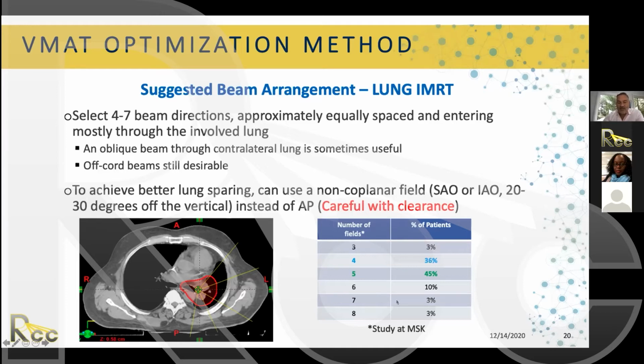This is a study that we did in the hospital some years ago when we do audits, and we went back to analyze a lot of plans for lung cases, and we found out that the typical beam arrangement for lung cases is 5 fields. But you can tell between 4 and 5 because those are the higher percentage, 36% and 45% of the cases, the planners use 4 to 5 fields. So that's a good suggestion.